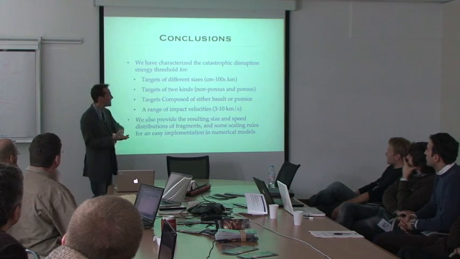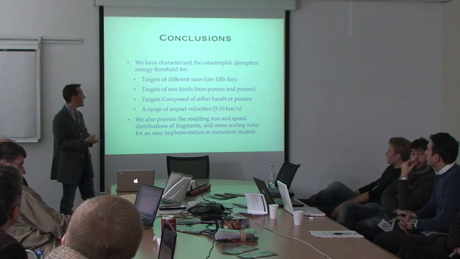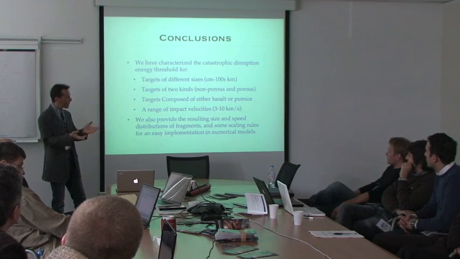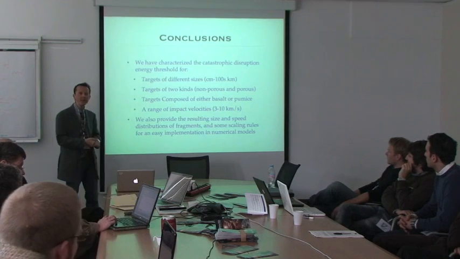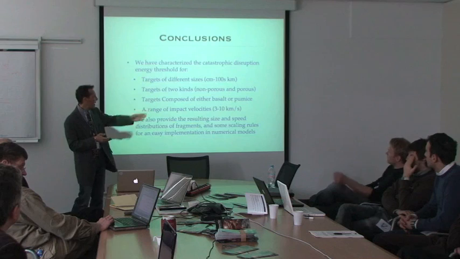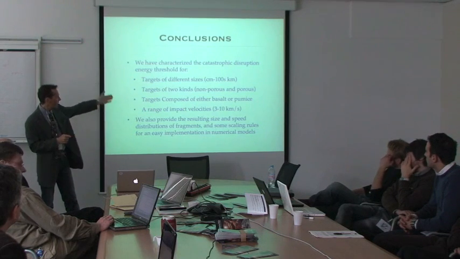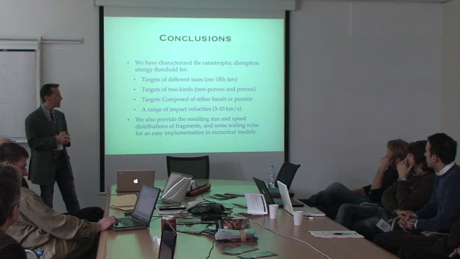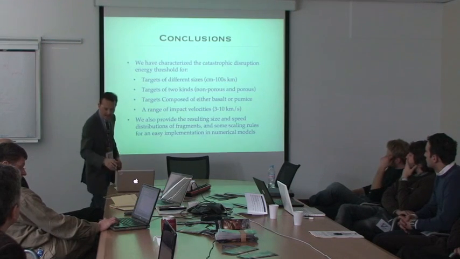So just to say that we can provide all this information, which is the impact energy threshold for disruption for targets of different sizes, from centimeters to hundreds of kilometers, of different kinds. Here we could only concentrate, in 4 months, on non-porous and porous bodies represented by basalt and pumice, and then for a range of impact velocities. We also provide with that the resulting size and speed distribution for fragments and some scaling rules for easy implementation in numerical models.